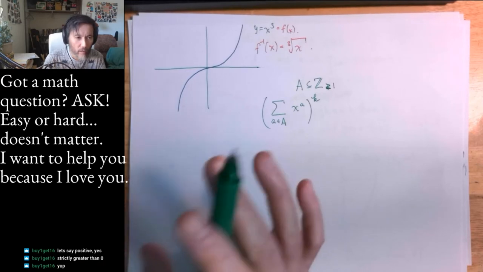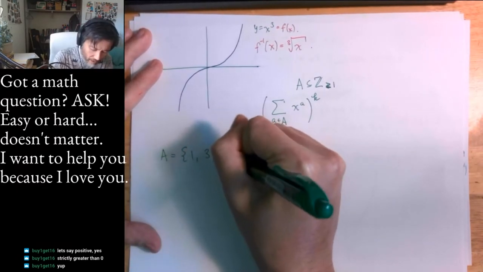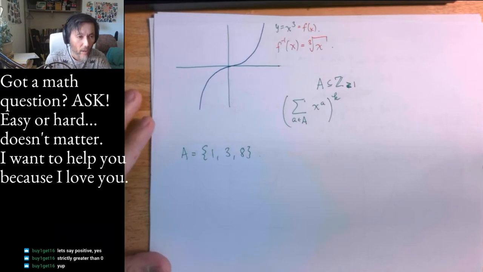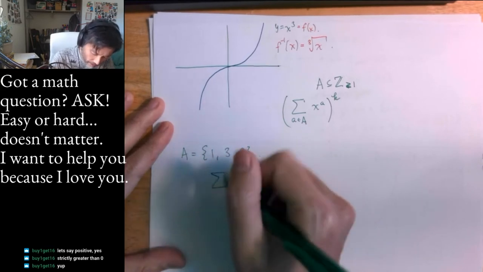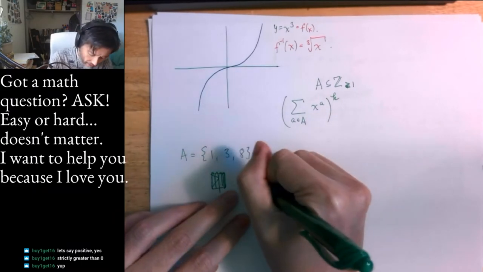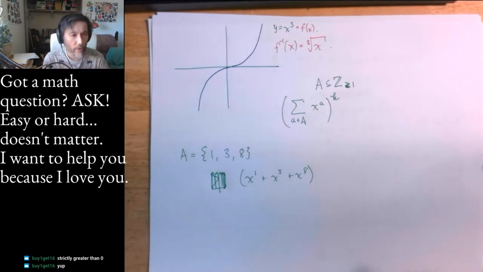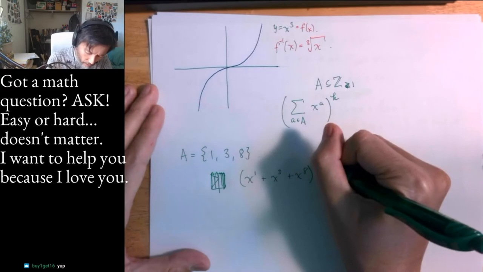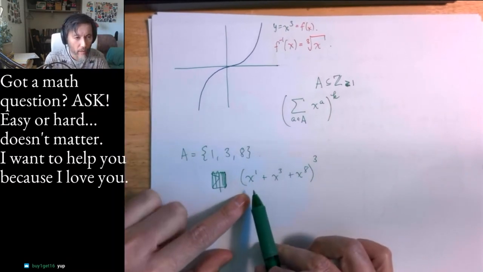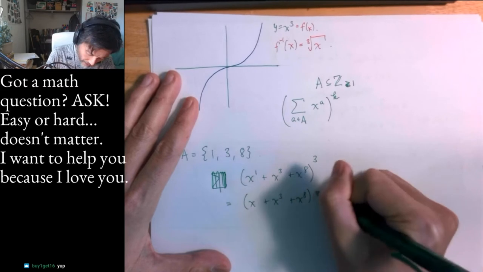So let's just take a really clean example. Let's say that A was equal to 1, 3, and 8. Then we're going to have a polynomial with three terms: x to the first plus x cubed plus x to the eighth. And this whole thing gets raised to some power, let's say power of 3. So this is x plus x cubed plus x to the eighth times itself 3 times.